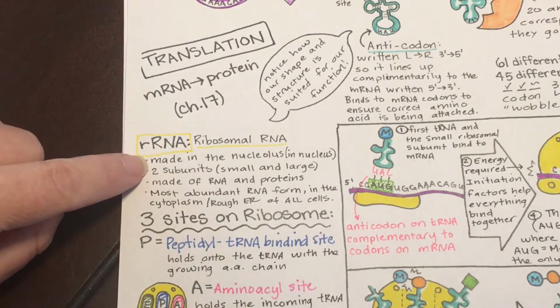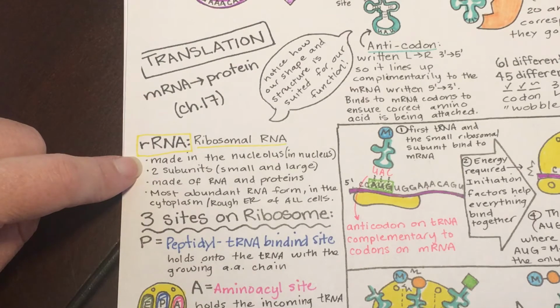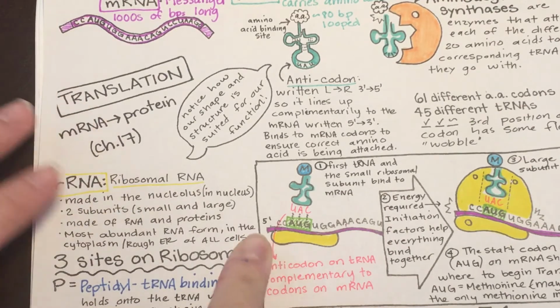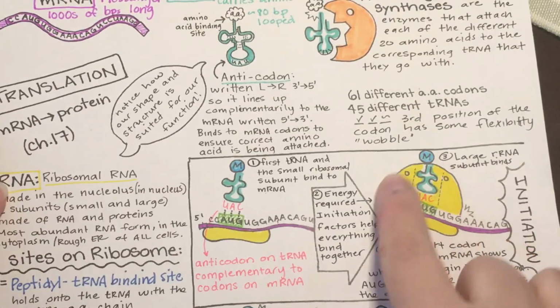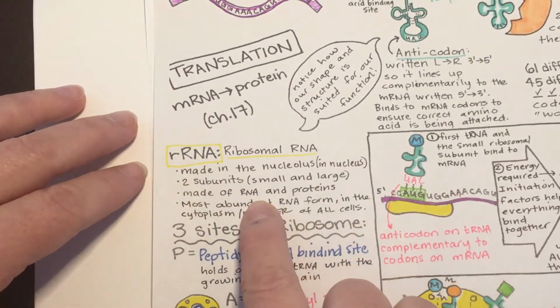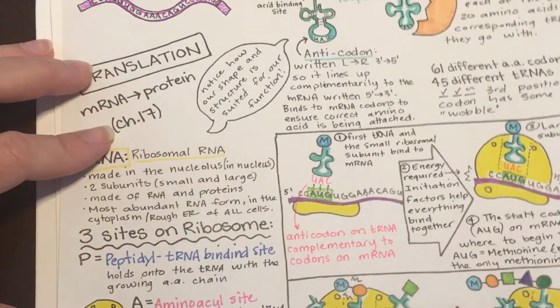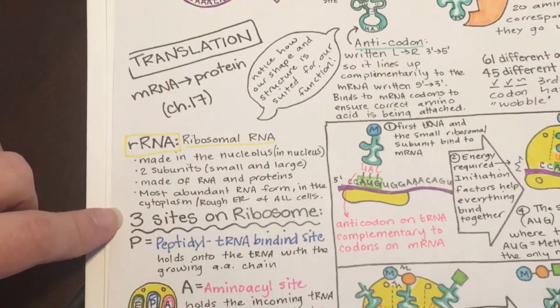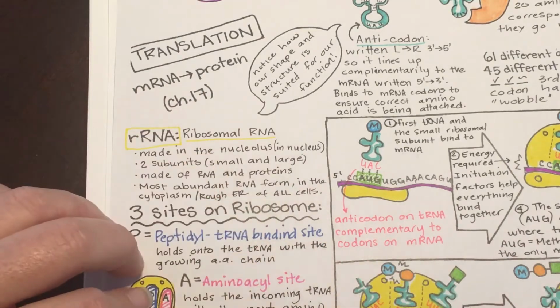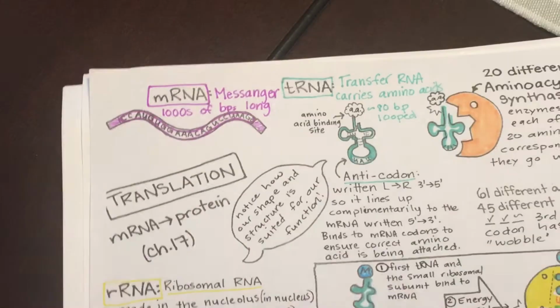They're made in the nucleolus, which is inside the nucleus. There are 2 subunits. There's a small subunit, and then there's a larger subunit that attaches as well. It's not only made of RNA, but also proteins, and it's the most abundant form of RNA we've got. If you look inside of any cell diagram, you'll see it peppered with sprinkles, which are those ribosomes.